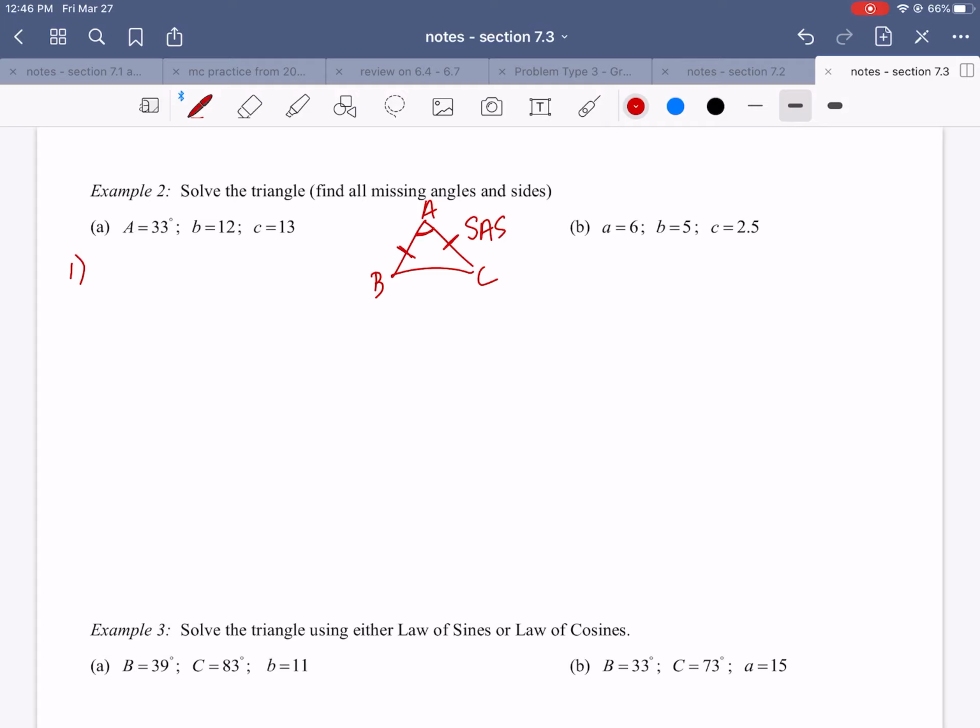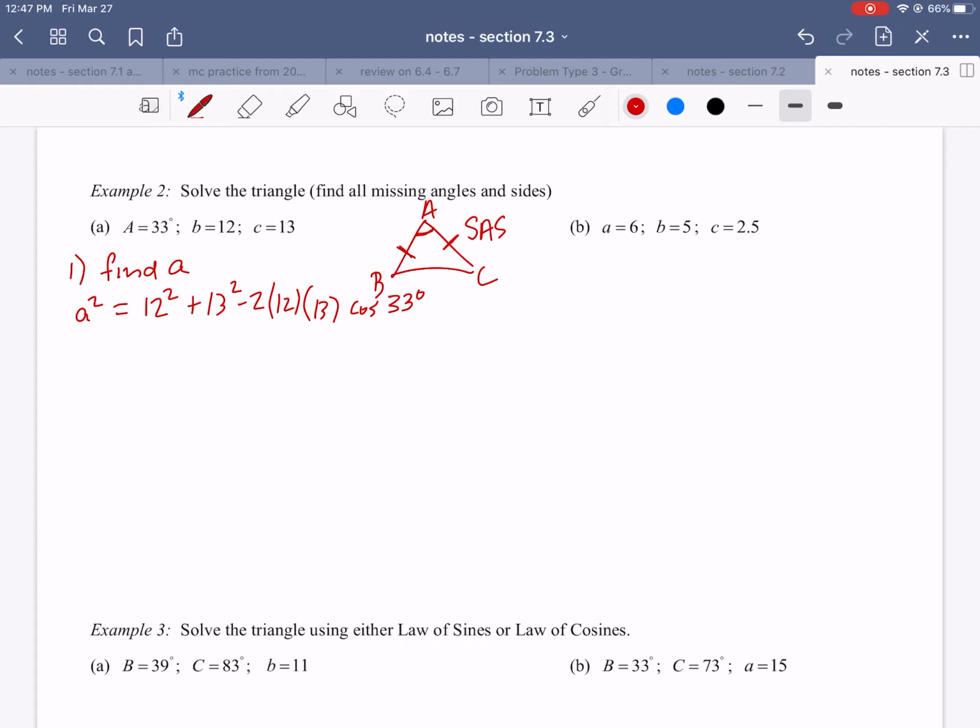So the first thing that we're going to do here is really the only thing that we can do, and that's to find little a. So to find little a, we're going to set up our equation with little a squared is equal to b squared plus c squared minus 2 times b times c times the cosine of capital A, which is 33 degrees.